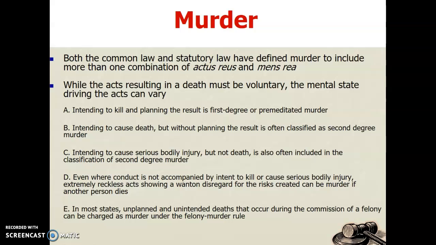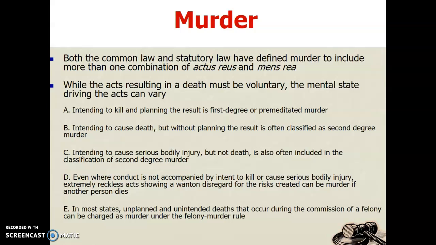Okay, so murder. Both common law and statutory law have defined murder to include more than one combination of actus reus and mens rea. When the acts resulting in the death must be voluntary, the mental state driving the acts can vary. So, intending to kill and planning the result is the degree. Intending to kill and the planning of that killing are first-degree murder. With first-degree murder, you really have to have that premeditation, meaning we've thought about it. This was not in the heat of the moment. This was intended. I wanted to kill.